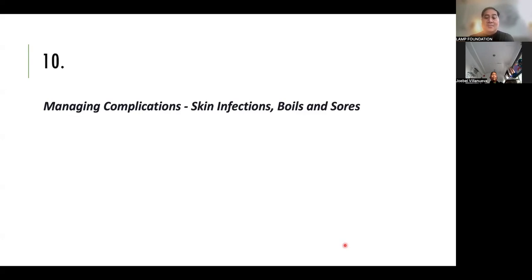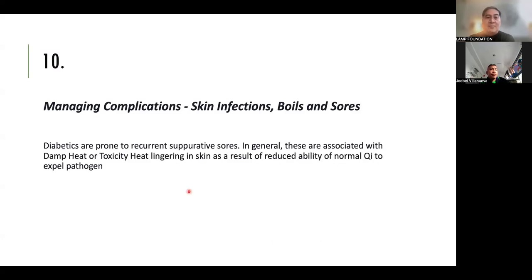Now, okay, most diabetics, as a complication, they develop skin infections, boils, and sores, just like somebody I know here. No, he is the blood sugar, malakas kasi kumain. So, and nagkaroon siya ng, parang ko, no, carbuncle. So diabetics kasi are prone to recurrent suppurative sores. So if this happens to you, maybe you should have your blood sugar checked already.